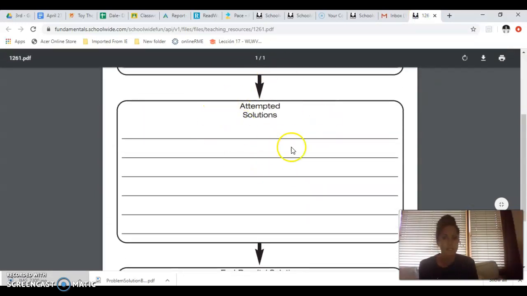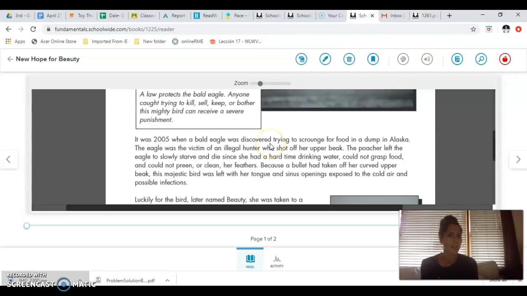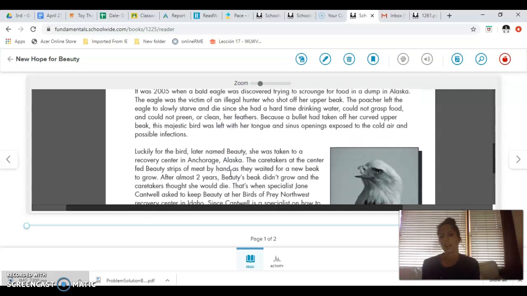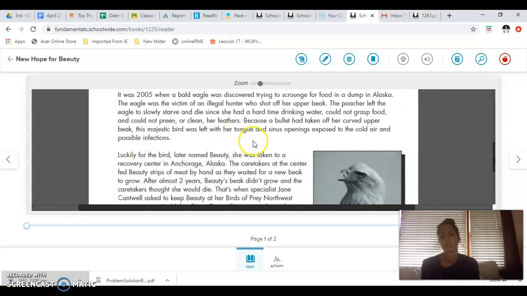An attempt at something is when you try something, right? Not every problem is solved right away. Usually there are multiple solutions, like attempted solutions, multiple attempts. So I think from what I remember, there was an attempted solution. From the start, what did they do? Right, she was taken to a recovery center, and then they kept her there for about 2 years to see if the beak would grow back, right?